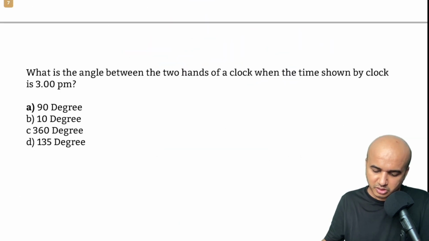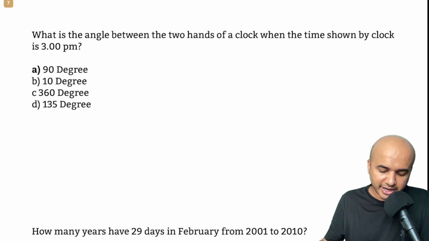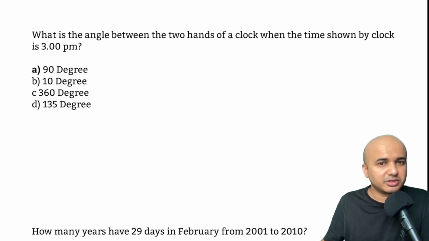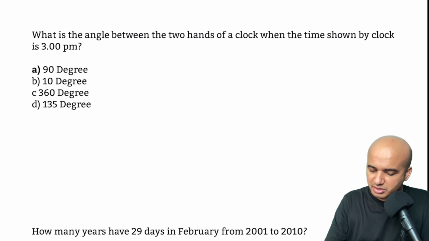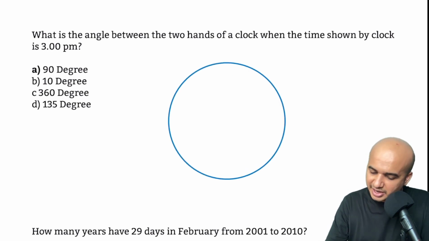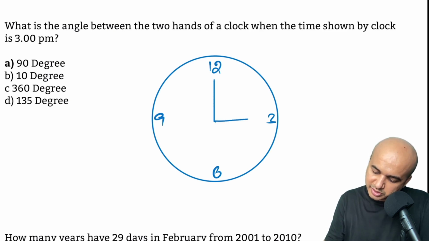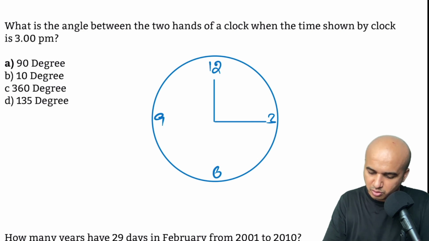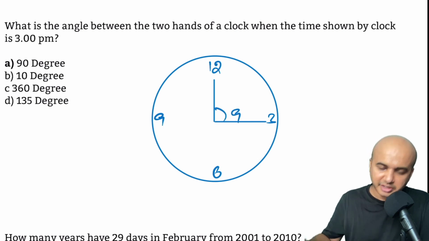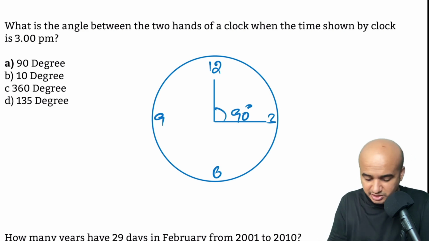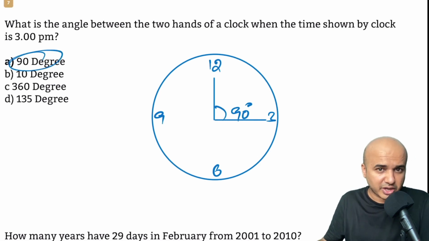Next. What is the angle between the two hands of a clock when the time shown by clock is 3 p.m.? For this you don't need any formula or anything. Just remember that clock looks like this. And then we have 12 here, 6 here, 9 here and 3. So if you have to think of 3 o'clock, it would be something like this. What is this? This is nothing but 90 degrees. So this is very easy. We won't even spend a second to answer these types of questions. I hope they ask these types of questions in the exam.